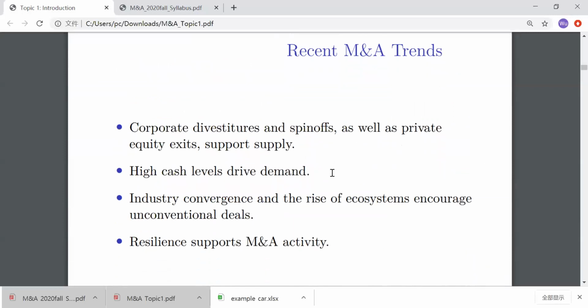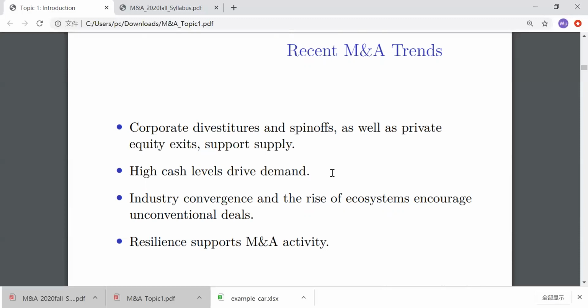And now we're going to talk about the recent M&A trends, right? The fundamental story behind the recent M&A deals. There are four features of that. The first feature is corporate divestiture and spin-off, as well as private equity exits, the supply side. Because if you think about mergers and acquisitions, there is a demand side, and there's also a supply side. The supply side is the divestiture.